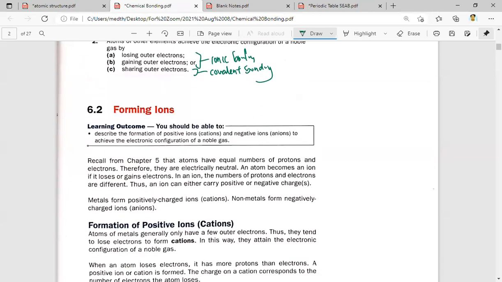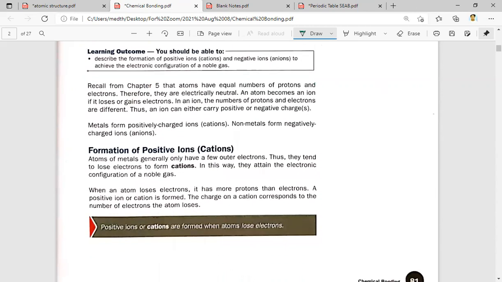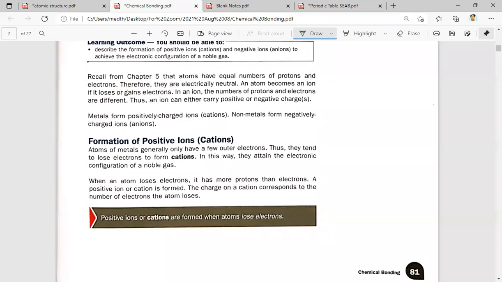So let's start with the first part. In terms of forming ions, we are jumping into the concept of ionic bonding. For those of you whose bonding is not so clear, I hope you understand at least the basics: why do atoms bond? Atoms bond so that they can have their valence shell fully filled. Recall from chapter 5, atoms have an equal number of protons and electrons. We call them electrically neutral. But when atoms undergo bonding, they will no longer be electrically neutral.